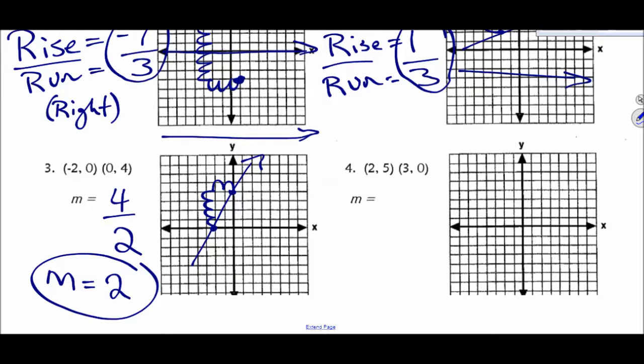Next one is (2, 5) and (3, 0). Again, I want to count my up and down part first, and then go to the right. It's going 1, 2, 3, 4, 5 spots down. It's going down, so I'm calling that a negative, and it goes 1 spot over. Rise over run there is negative 5 over 1. That simplifies to a slope of just negative 5.